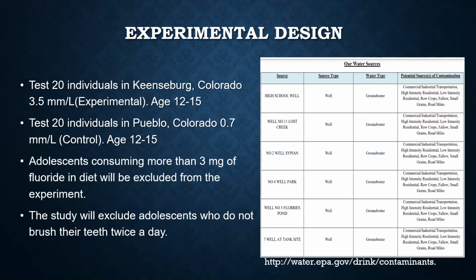And the reason why it's going to be the control group is because Pueblo, Colorado's water is actually the recommended dosage. So we're not expecting to see any dental fluorosis occurring in these individuals. To exclude any other variables interrupting the study, we will exclude adolescents consuming more than 3 milligrams of fluoride in their diets. We will also exclude adolescents who do not use proper hygiene, such as brushing their teeth twice a day.